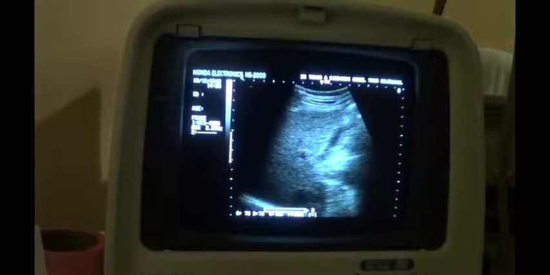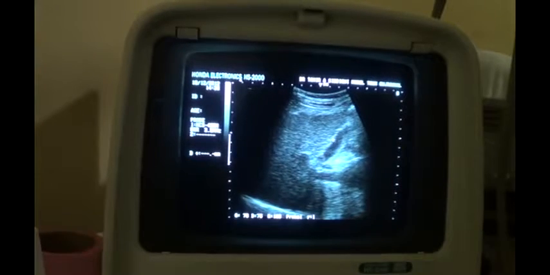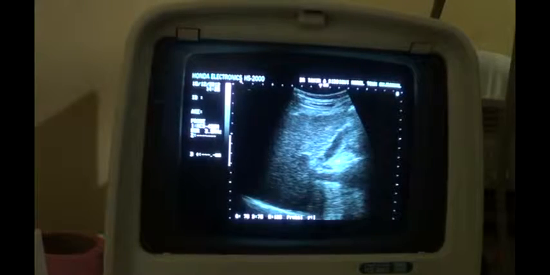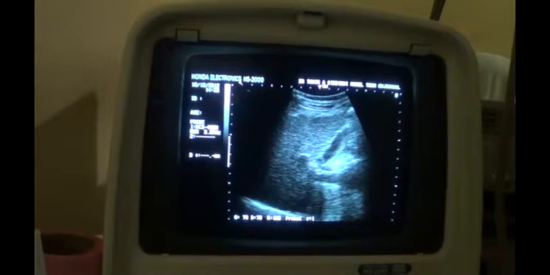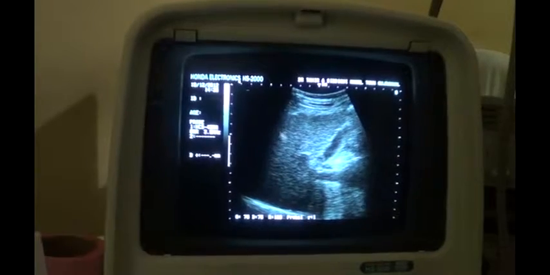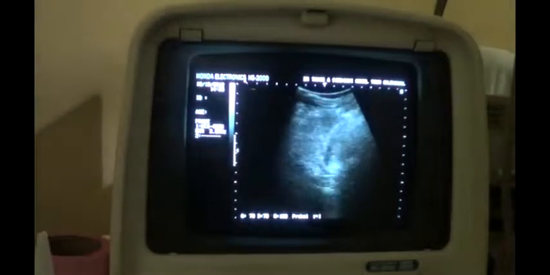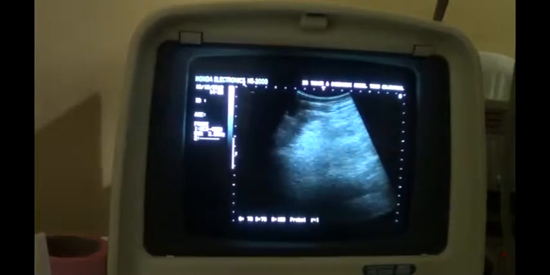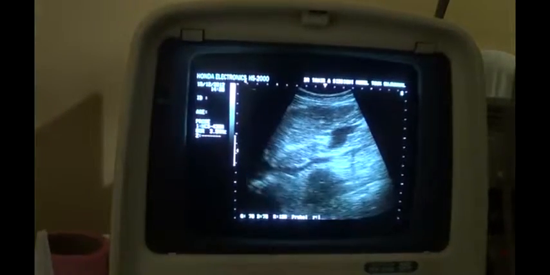See the GB wall and the portal vein. This is the GB wall appearing irregular and thick because of adjacent diffuse liver parenchymal disease. Irregular outer surface, coarseness, portal vein is not dilated and is patent. And this is the left lobe.